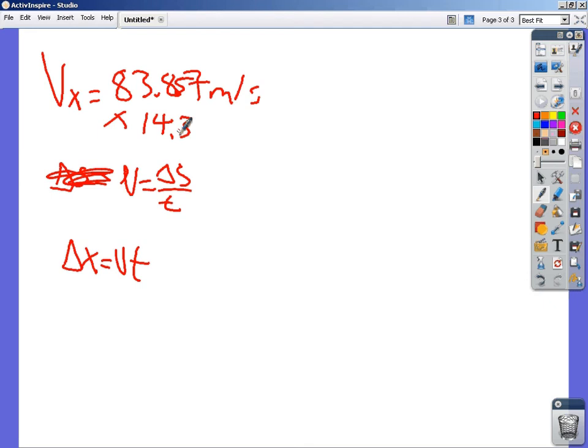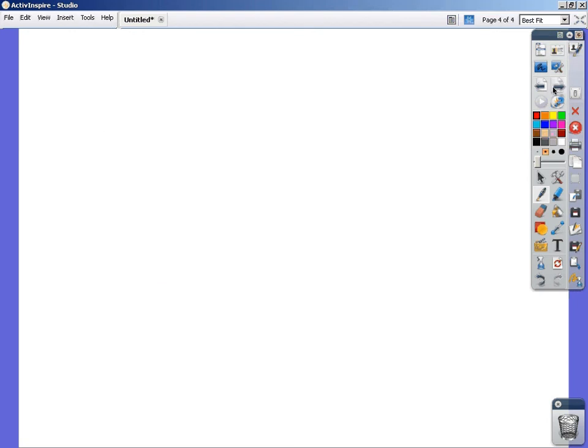857. The horizontal doesn't change. You don't have to find that. It's constant. The vertical does. There's probably a lot of different ways you could find this. It's accelerating, gravity. So Vy final, there's probably a lot of different ways you could solve for this.